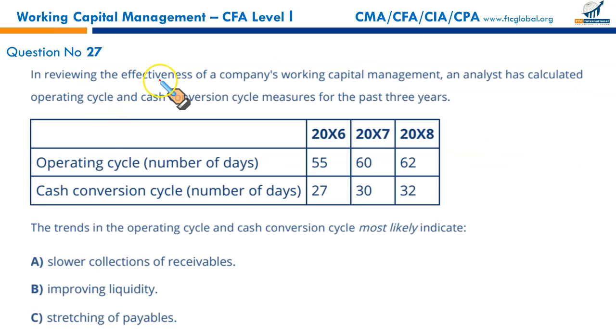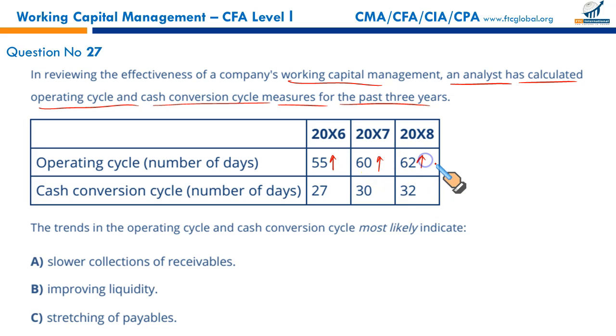In reviewing the effectiveness of a company's working capital management, an analyst has calculated the operating cycle and cash conversion cycle for the past 3 years. Operating cycle goes from 55 to 60 and then to 62. It's increasing, not good. And your cash conversion cycle goes from 27 to 30 to 32. It is not good as well. Your cash conversion cycle is increasing in size. Your operating cycle is increasing in size.